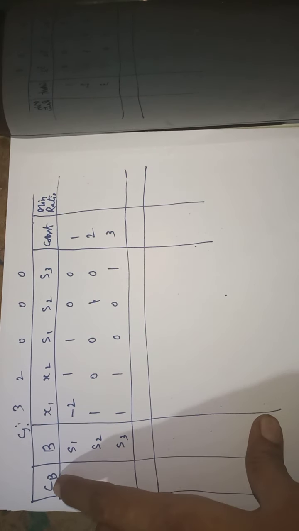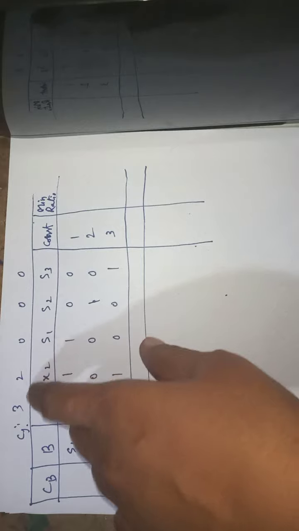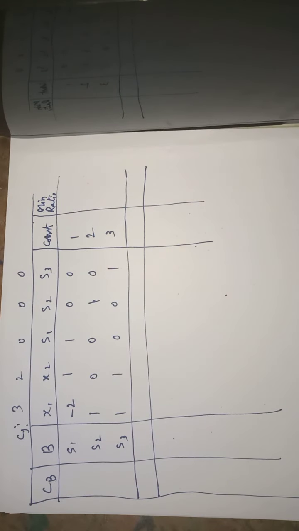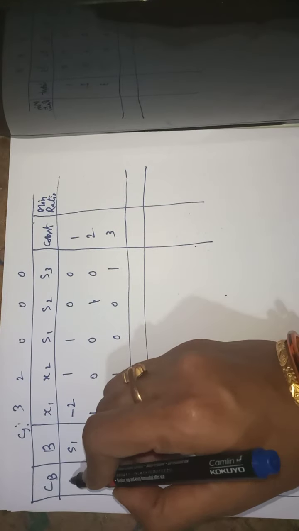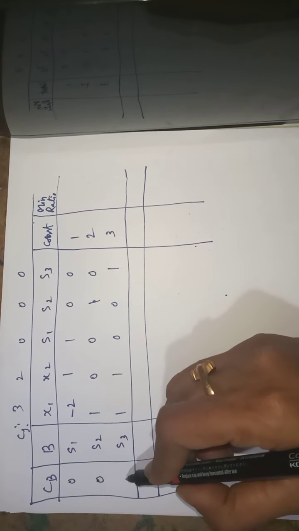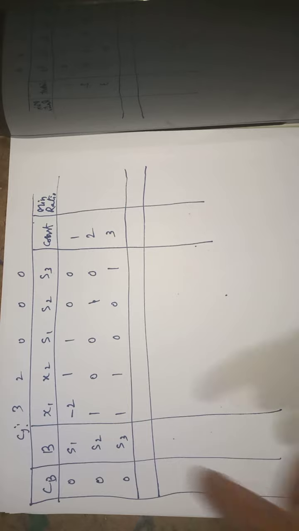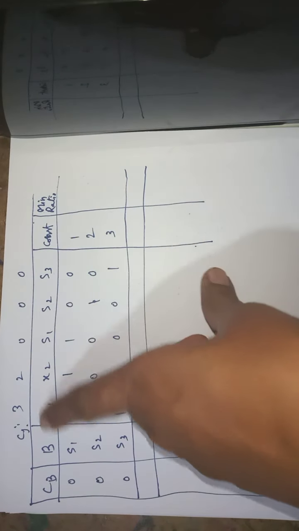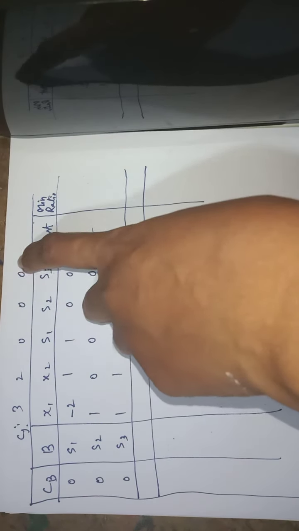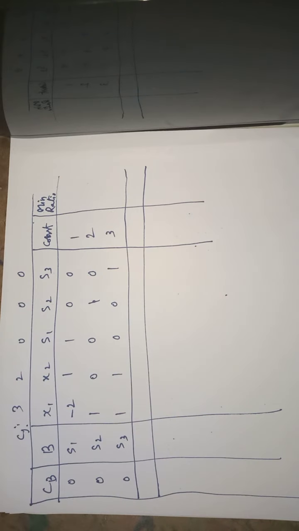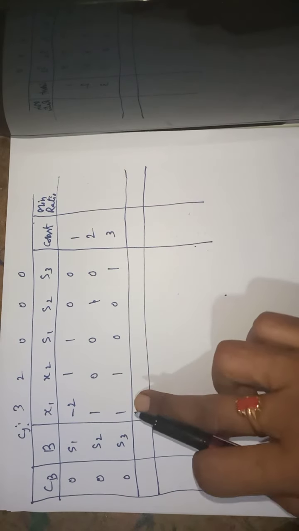Now the coefficients of the basic variables in the objective function: the coefficient of s1 is 0, the coefficient of s2 is 0, and the coefficient of s3 is also 0. Here we have to write them. Now this row is called the index row.